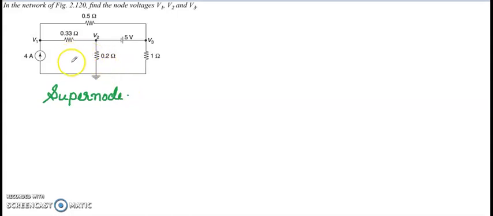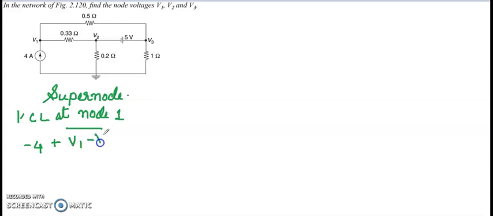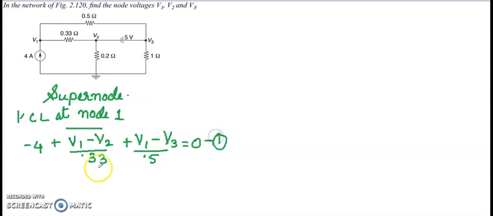So we can write the equation at node 1 first. KCL at node 1. At node 1 we can write it as usual, that is minus 4 plus V1 minus V2 by 0.33 plus V1 minus V3 by 0.5 is equal to 0. That is node 1 equation.